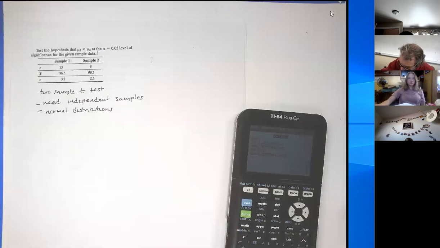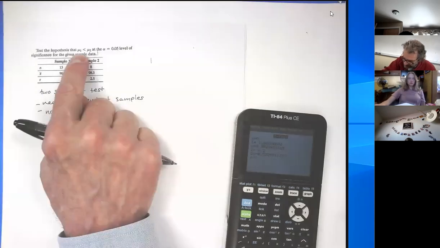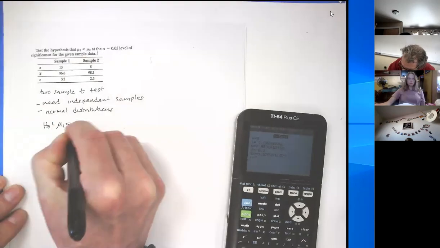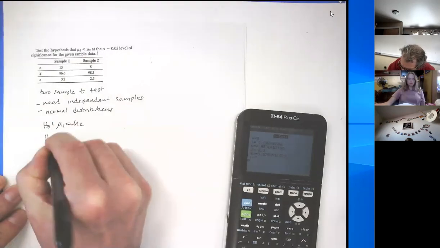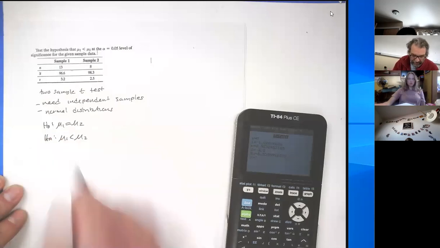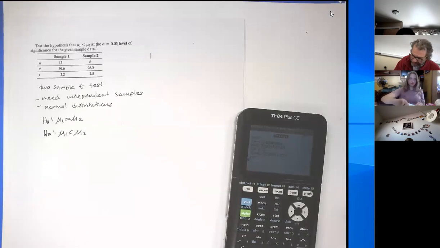We're testing mu1 less than mu2, so the null hypothesis here is mu1 equals mu2, and the alternative is mu1 less than mu2. Okay. They're a little bit sloppy. This is actually one of their sample test questions, kind of a sloppy way to do it, but okay, fine.